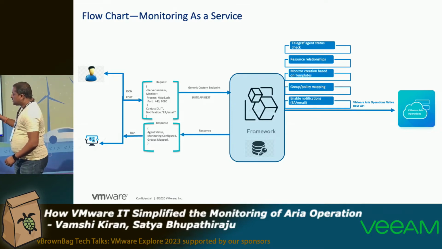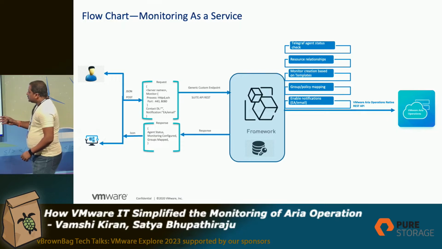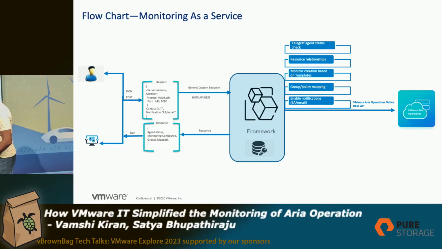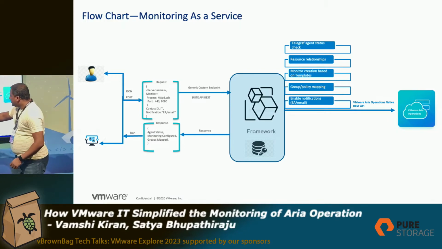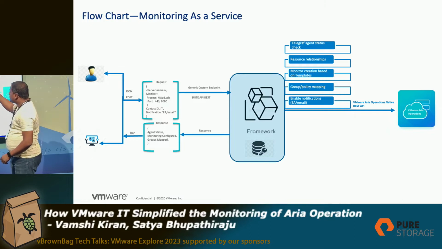It will be very easy for the end user, where he can do it on his own instead of depending on the operations. So we have the process: we request an APA and we have a framework over here, and we go with these five steps. One is the Telegraf agent installation and checks, and then resources relationships, and then we will create basic monitoring templates, and then we will map it to the customized groups and policies.